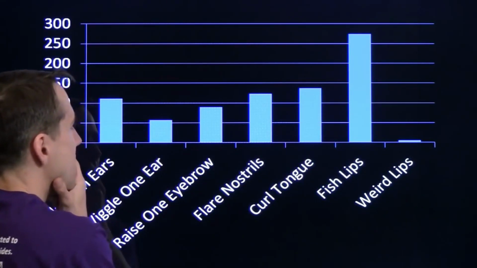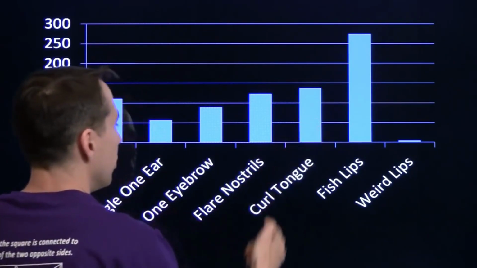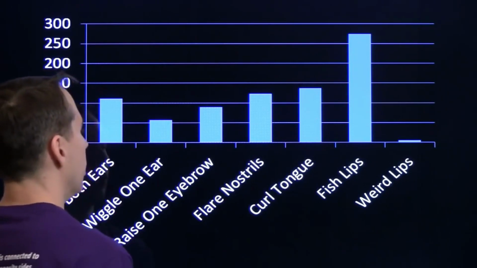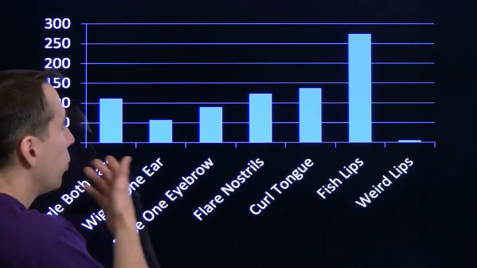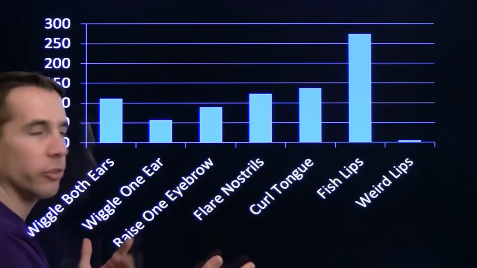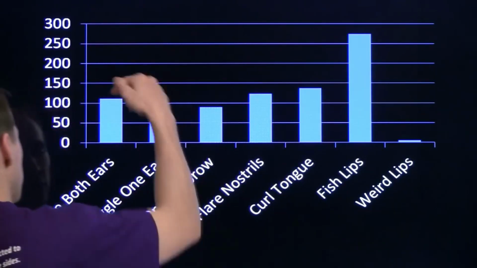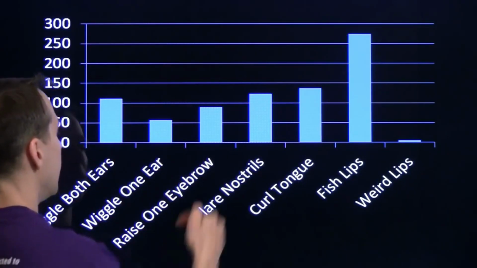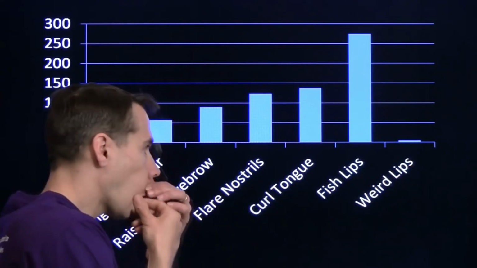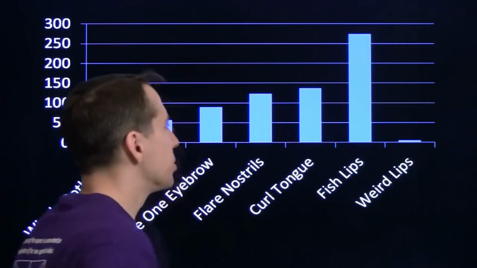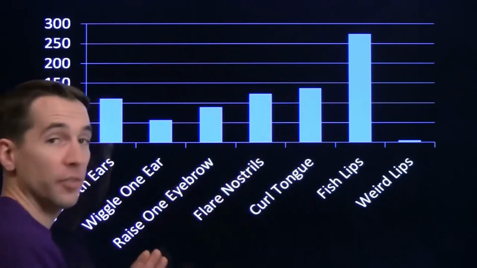Now, you can also compare any two of these. You can quickly see: curl tongue, that's easier than wiggle one ear. Flare nostrils, that's easier than wiggle both ears. We can put them in order, just at a glance. Tallest bar, fish lips. Next is curl tongue, next is flare nostrils, next is wiggle both ears, then raise one eyebrow, then wiggle one ear, and then last, the hardest, weird lips. So the bar chart here allows us to compare pairs very easily.